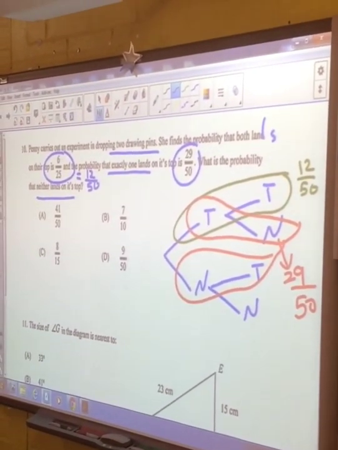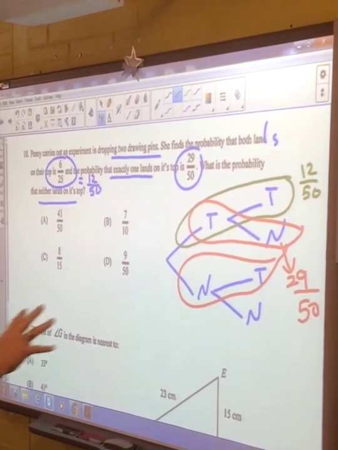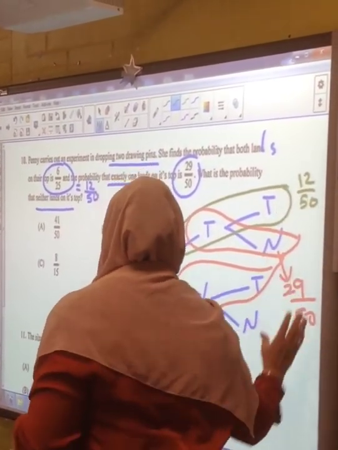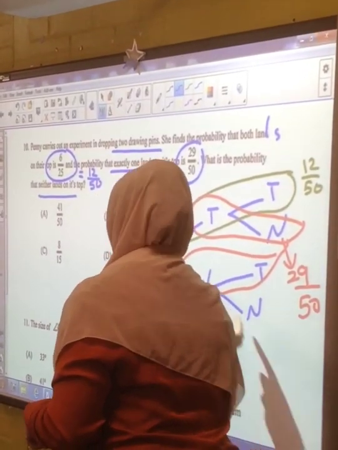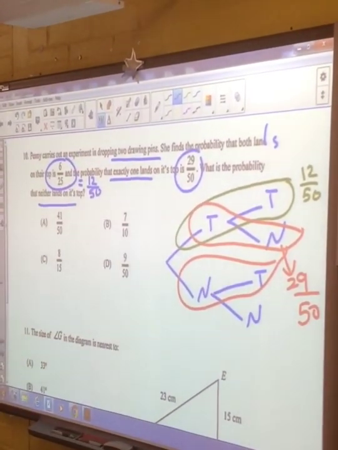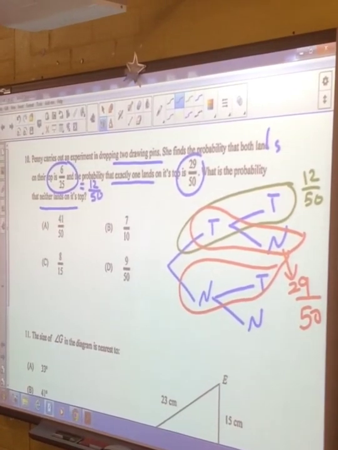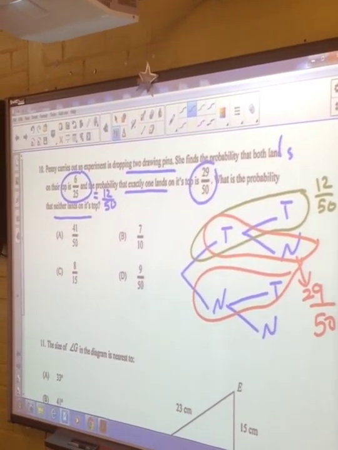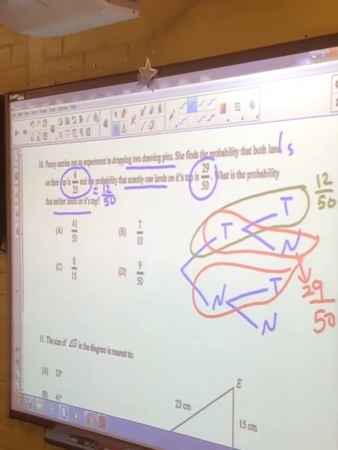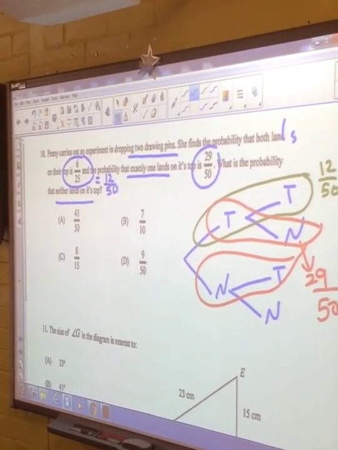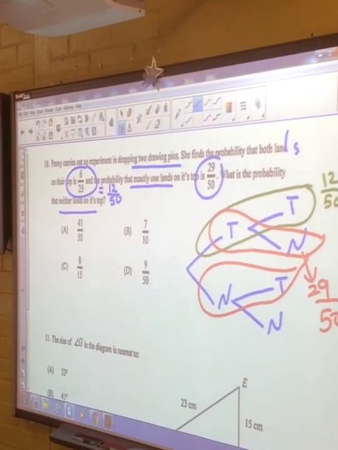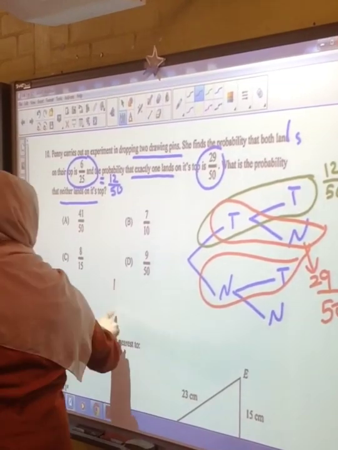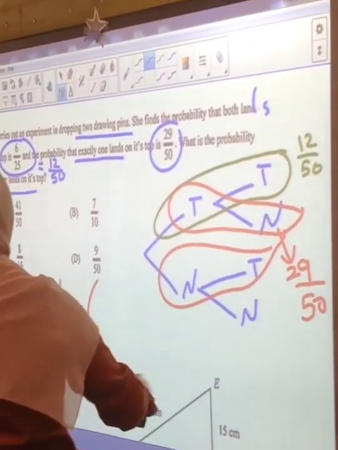That none of them land on top. So you actually have this whole thing, adding these two and taking it away from 1 should give me the none. That's why your friend was saying 1 minus the 2 that were given. So you know the complementary method? If I wanted to find neither of them landing on top, it'd be the n and the n. So that would be 1 take away the addition of these 2.